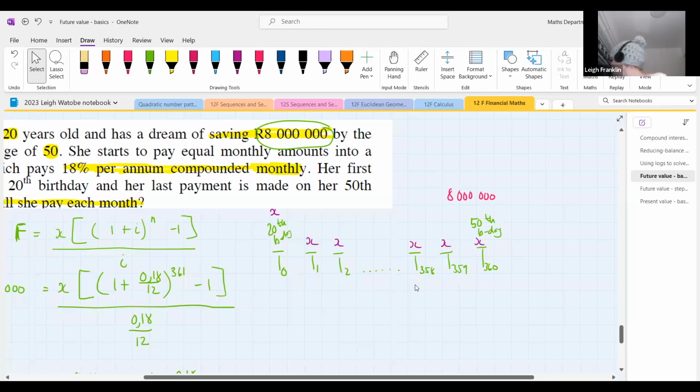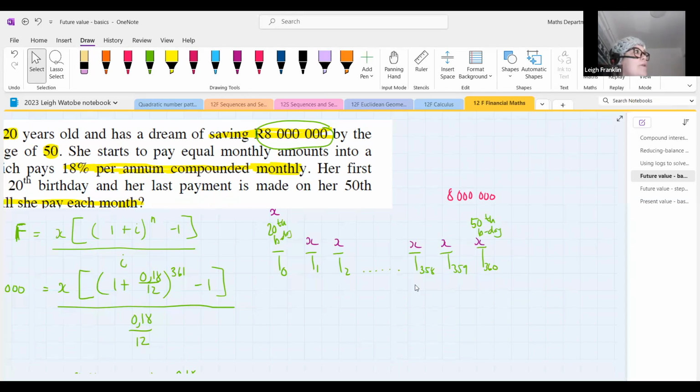You're quite right. There won't be any interest on that payment. But that doesn't matter. That doesn't mean that there's only 360 payments. Even though there's no interest on it, the payment has still taken place. What's important to note here is that she does this when she turns 20. So on her 20th birthday, she's paying this amount of money. That is at T0 when she turns 20. Because she makes her last payment when she turns 50, there is going to be that additional payment.